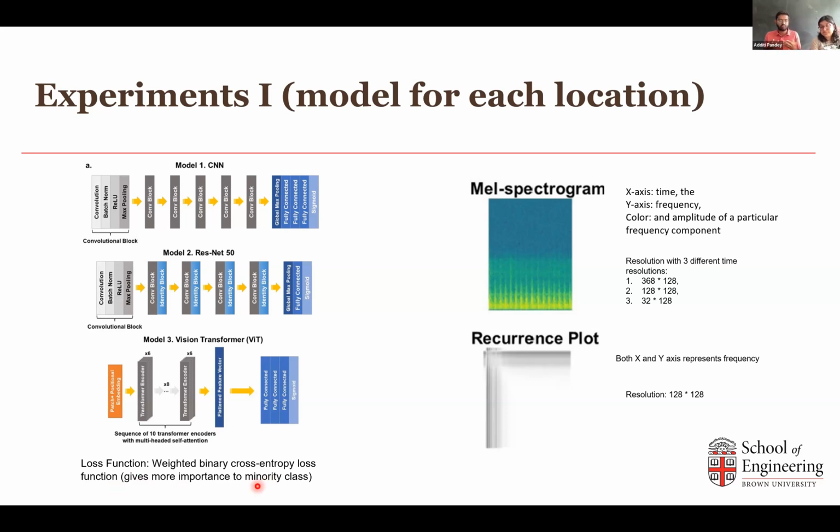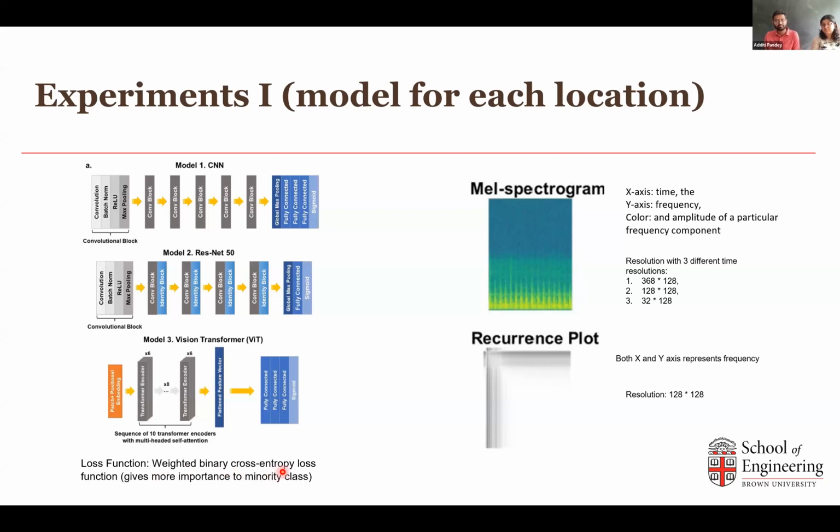Now, this is usually used to highlight the importance of the minority class, as we discussed before in the data set. The stenotic cases were fewer, only about 17% compared to the patent cases. So to give more importance to the stenotic case, the authors used the weighted binary cross entropy loss function.